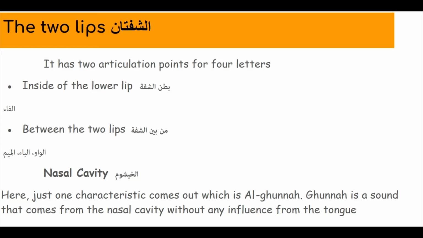Al-fa is pronounced from batni shafa, the inside of the lower lip, ash-shafati as-sufla, and atrafi ath-thanaya al-ulya, the tips of the two front incisors. That is where fa is coming out from.